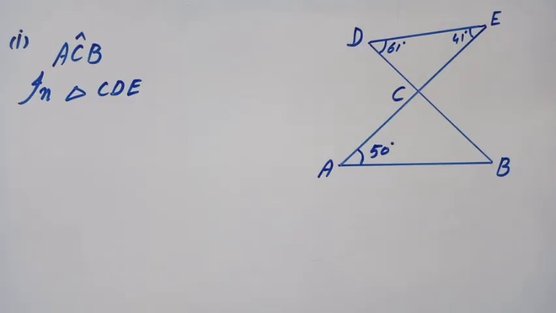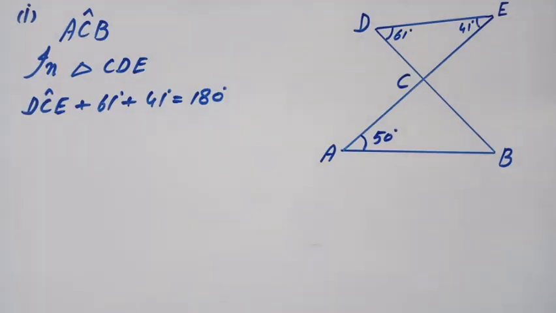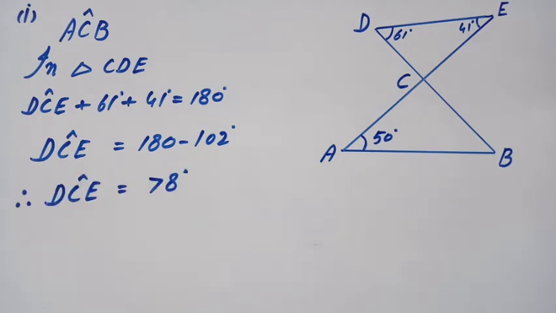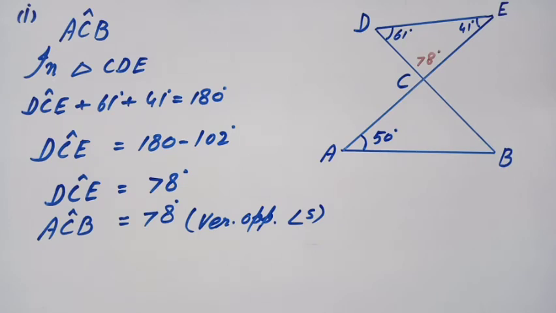In triangle CDE, DCE plus 61 plus 41 is equal to 180. Now DCE is equal to 180 minus 102. Hence DCE is equal to 78 degrees. The angle ACB is equal to this 78. Why? Because of vertically opposite angles, right?